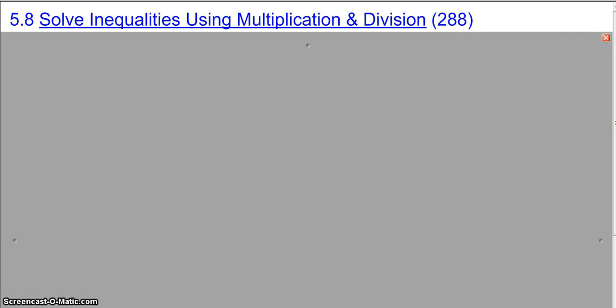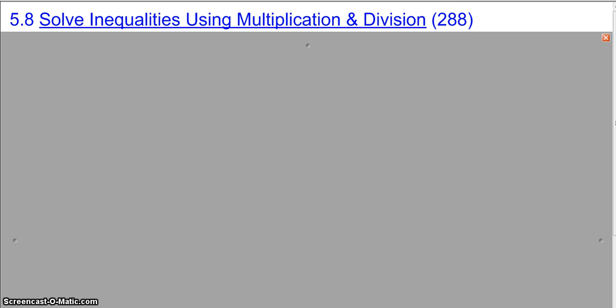Okay, welcome to Math 7, Chapter 5, Section 8. We're almost done with the chapter. This is a really important concept, and we are learning how to solve inequalities using multiplication or division.